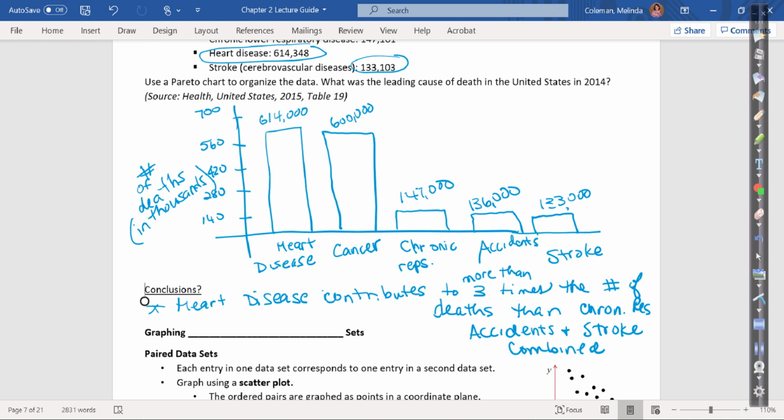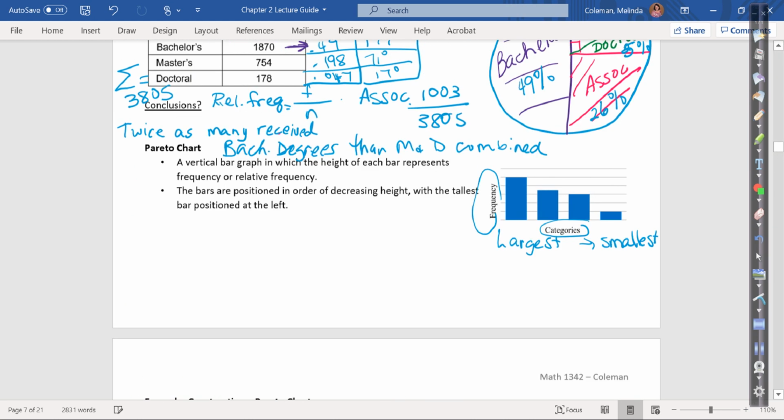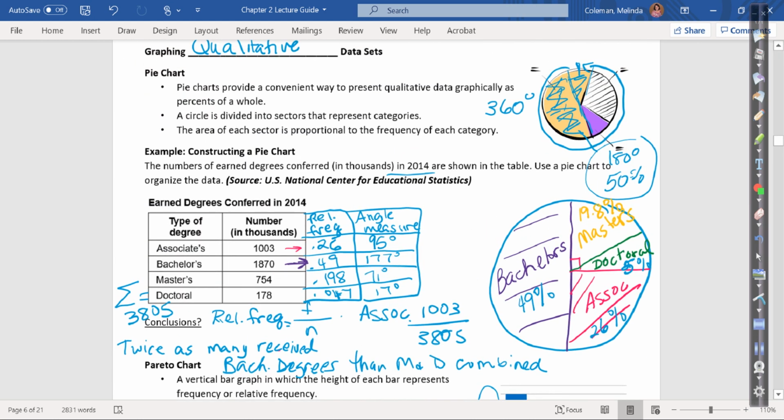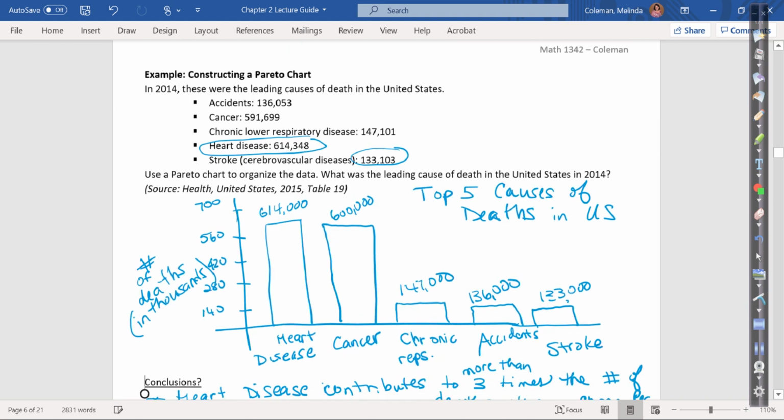Also, as always, and I don't think we put one even on our other chart, but you really should always have a label. So this is the top 5 causes of deaths in the U.S. Likewise, on my pie chart, I can put degrees earned for that title. So you should always have a title on the chart.